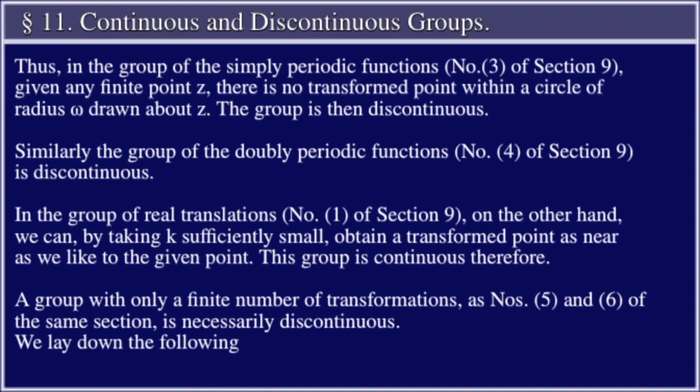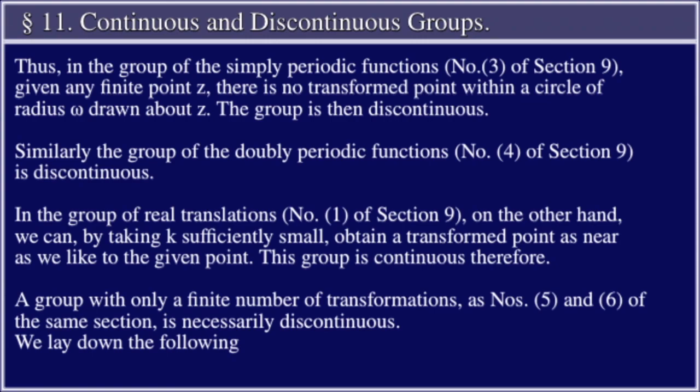Thus, in the group of the simply periodic functions, example number 3 of section 9, given any finite point z, there is no transformed point within a circle of radius omega drawn about z. The group is then discontinuous. Similarly, the group of the double periodic functions, example number 4 of section 9, is discontinuous.